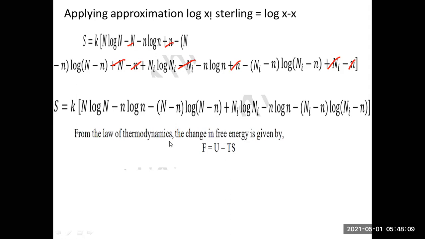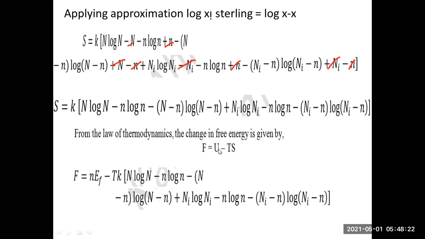So by using the law of thermodynamics, the change in the entropy we have already done. So F is equal to U, the internal energy, minus the product of absolute temperature and the entropy. U is nothing but N into EF, we already done. This is the internal energy mathematical form. So N into EF minus T into S. S you already know, this entire term is your S.